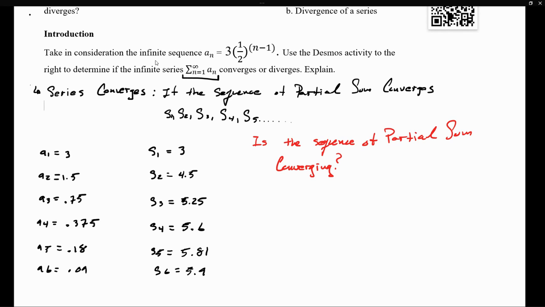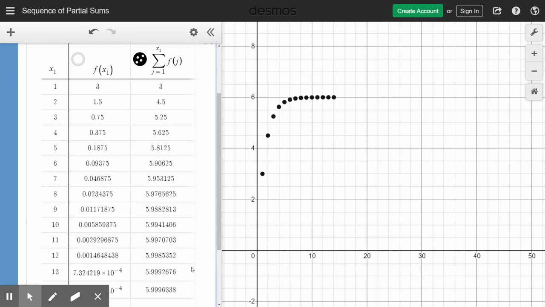I mean, if we take a look at the values, we go from 3 to 4.5 to 5.25, 5.6, 5.8, 5.9. And notice where we are, 6. Here's the 6. The 7th partial sum is 5.95. The 8th is 5.97. The 9th is 5.98. The 10th. Now notice that, yes, they are still increasing in value, but are they approaching a certain value?